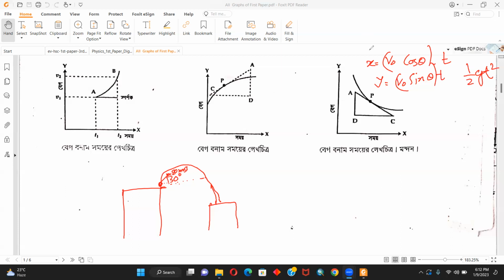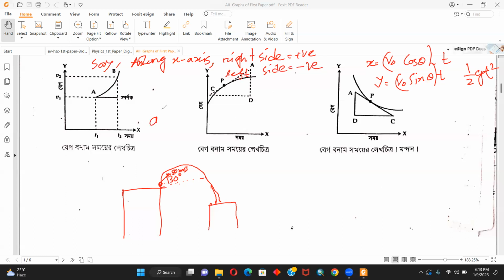Now how will I define if x, that is v0 cos theta t, is positive or not? Or whether y, that is v0 sin theta t, is positive or negative? This is very easy. First of all, let us consider along the x-axis. Say right side equals positive, left side equals negative.